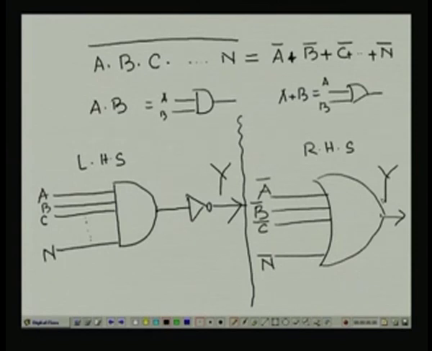Now, these two are the same. So, in this way we can convert the logic gates, that means here the AND gate is converted to the OR gate, and that rule is given by De Morgan's first rule. Now, we see the second rule.